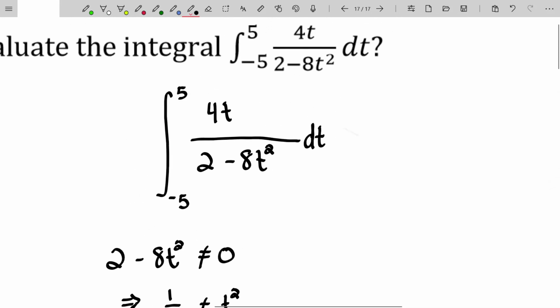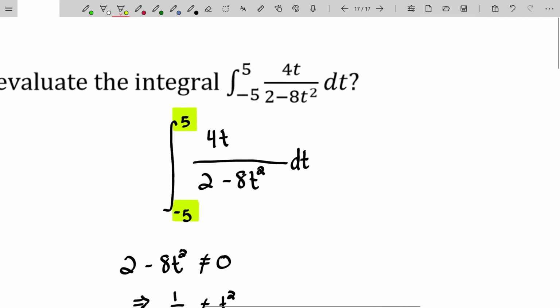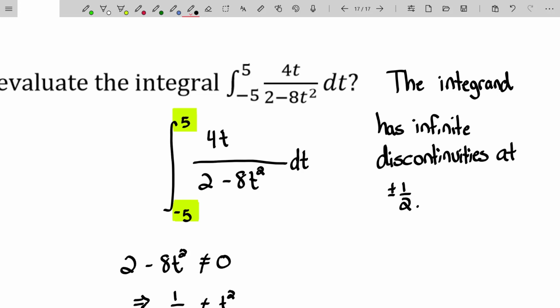And unfortunately, this interval contains a negative 1/2 and a positive 1/2. So you have some discontinuities in here, and that's an issue. You have infinite discontinuities, really. That's the issue. Not that you have discontinuities, but that you have infinite discontinuities. So why can't you evaluate this? The integrand has infinite discontinuities at plus and minus 1/2, which is part of the interval you're integrating across.